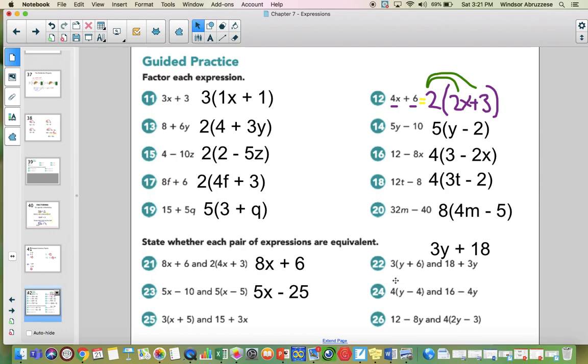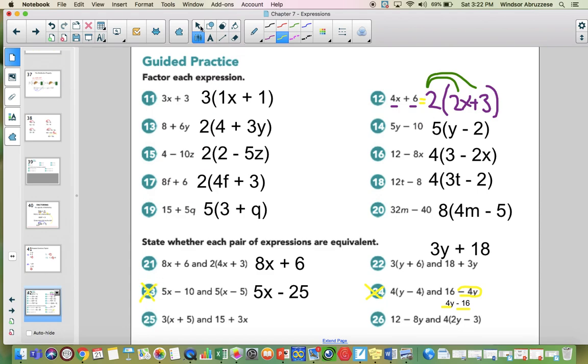Number 24, if I distribute this 4 to the y minus 4, I get 4y minus 16. Ooh, whoa, too small, too small. Is that equivalent to this? These are actually not equivalent because if you look at the signs, this 4y is negative and this one is positive. This 16 has a minus in front of it and this one doesn't, so this is not equivalent. We also said this one, right? So let's give it an X.